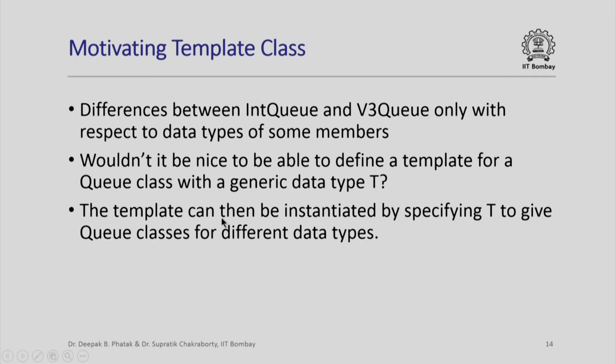Well, since the differences between the int queue and V3 queue classes are only with respect to data types of some members, wouldn't it be really nice if we could define a template for a queue class with a generic data type T? And then I could instantiate this template by specifying T to be integers in one case, by specifying T to be the V3 class in another case, or I could even specify T to be some other type like double, and then I would get queue classes for different data types. So wouldn't it be really nice to be able to define such templates?